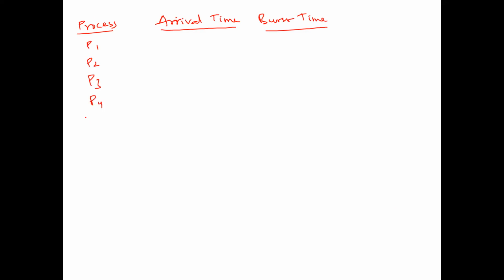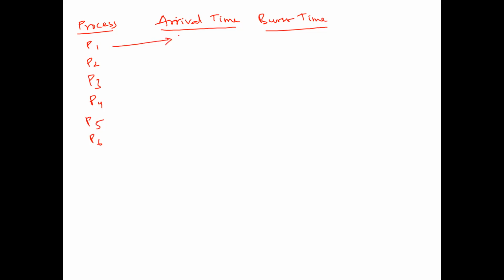Okay, so let's take several processes here. We'll try to understand with some more examples. Process, arrival time, and burst time. So process 1, process 2, process 3, process 4, process 5, process 6.